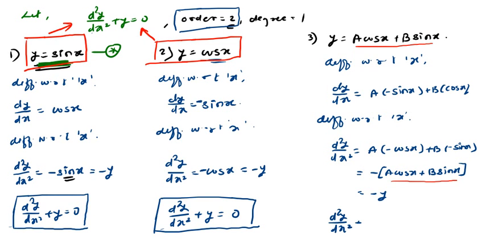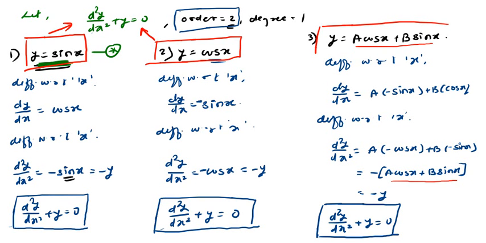d2y by dx square plus y is equal to 0. So from this function also I got the same differential equation. So what it means is that this third function is also a solution of our differential equation. So we got three types of solution for the same differential equation. Which one to take now? And what is the difference between the first two solutions and the third solution?